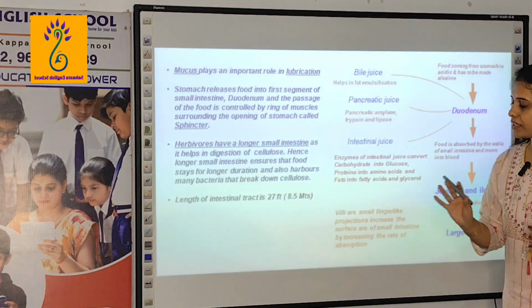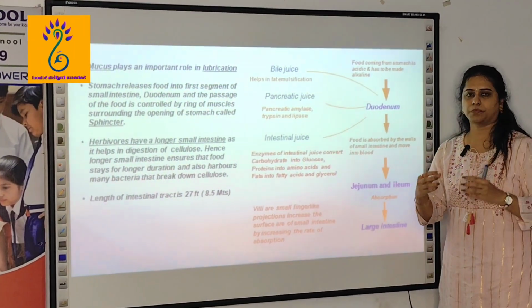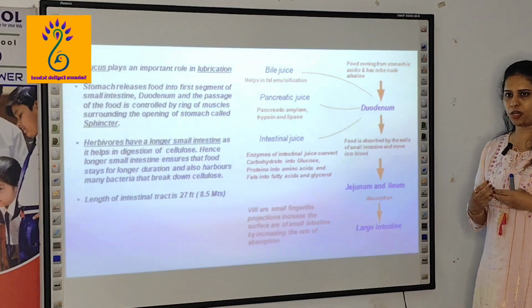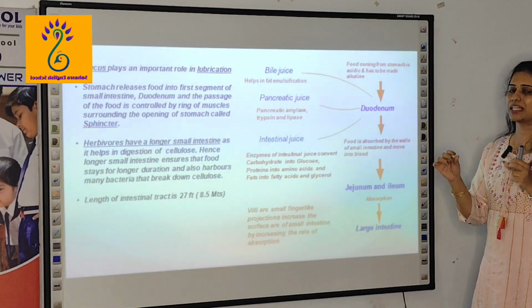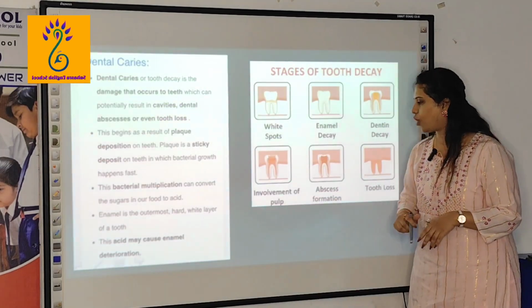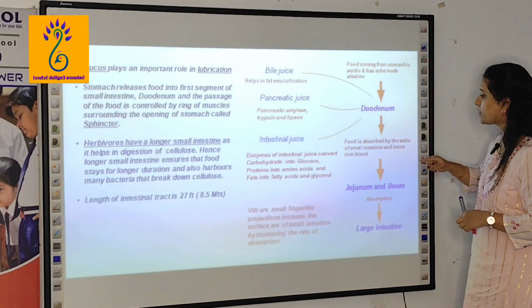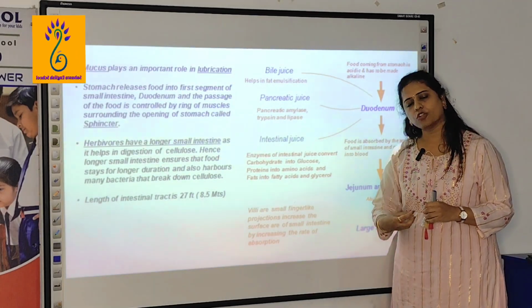Now, to increase absorption, finger-like projections, finger-like structures, are present in the small intestine. Those are called villi. They will increase the area of absorption and also the rate of absorption.